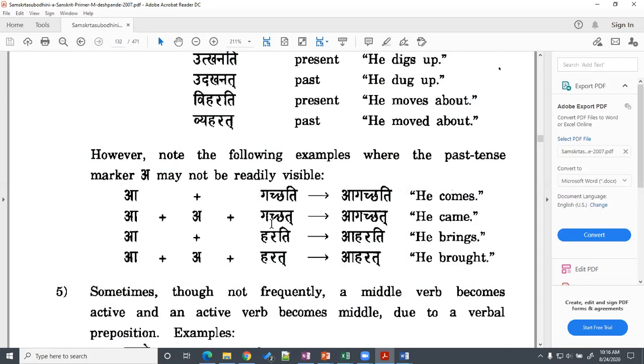In another case, if it were a verb like agachati, comes, then it will simply not be possible to figure out just by looking at the word whether it means it goes or it comes back. But generally the context does tell you what the meaning should be, unless the author is purposely trying to confuse, as poets do sometimes.